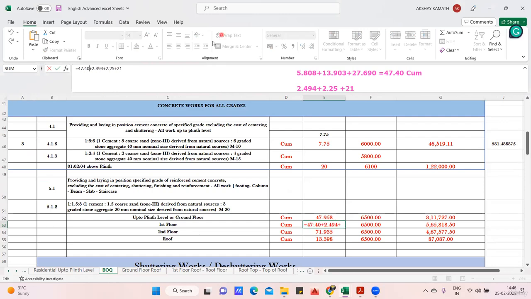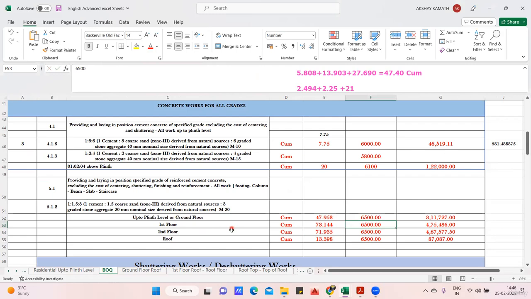Okay, that 5.808 is the column quantity. This is the beam quantity and this is the slab quantity. Okay, finish. Now the answer should be right. Yeah, 73.144 cubic meters of concrete has gone into the first floor. Okay, and the cost of that is 6,500, or you can even increase it by another 100 rupees.